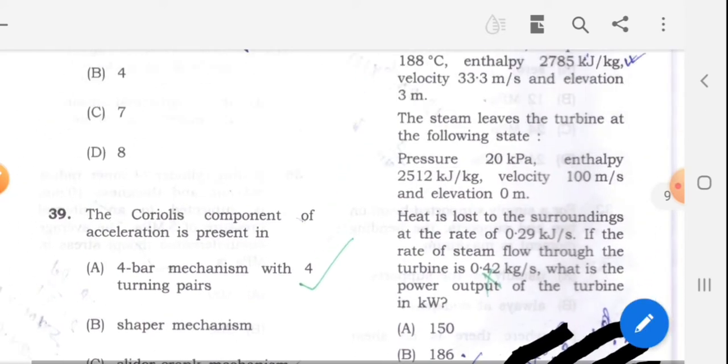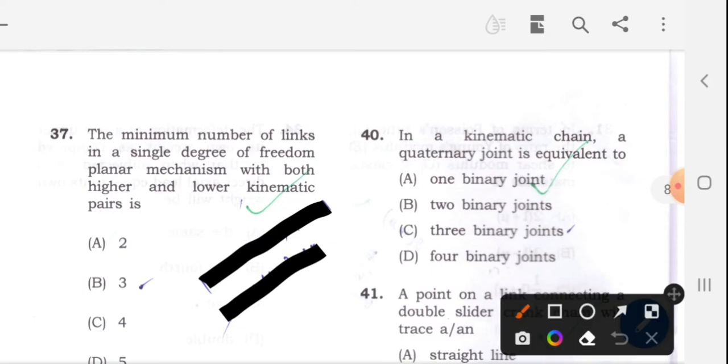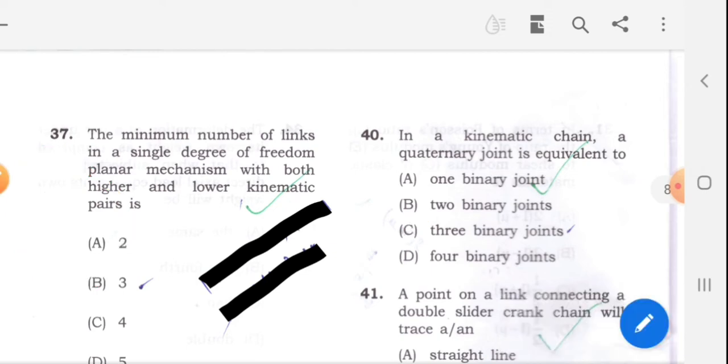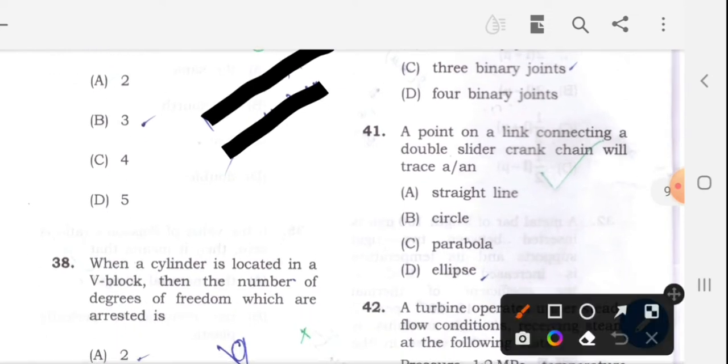Next is question number 40. In a kinematic chain, a quaternary joint means 4. Quaternary means 4. A quaternary joint is equivalent to 3 binary joints, which is option C, the correct answer for question 40. Let's move on to question number 41.